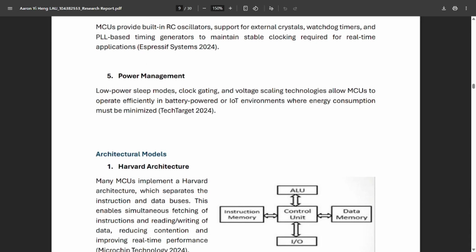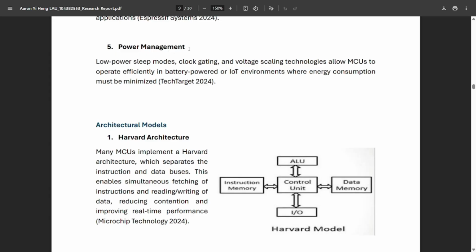Number five is low-power modes. Many MCUs support deep sleep or ultra-low-power states, making them ideal for battery-powered devices such as wearables or remote sensors. Because all of these components are integrated into one device, an MCU can operate without any external hardware other than a power supply.